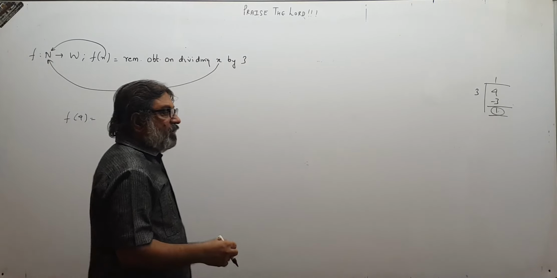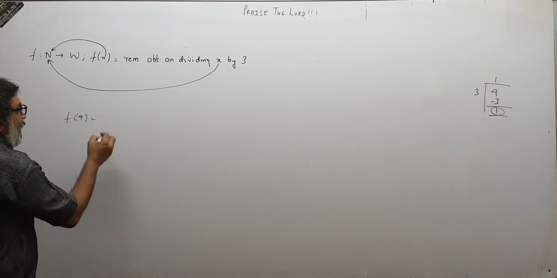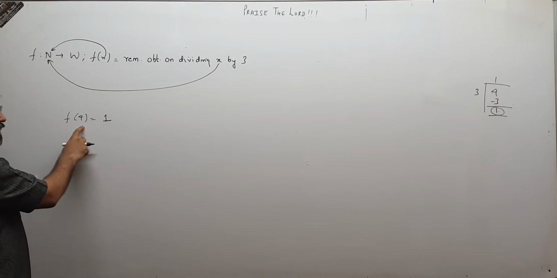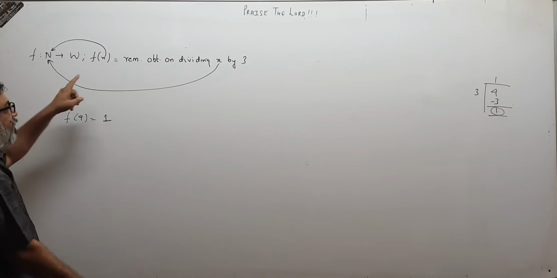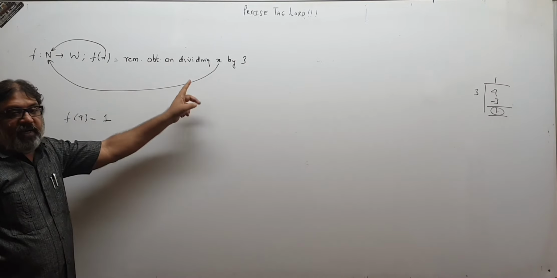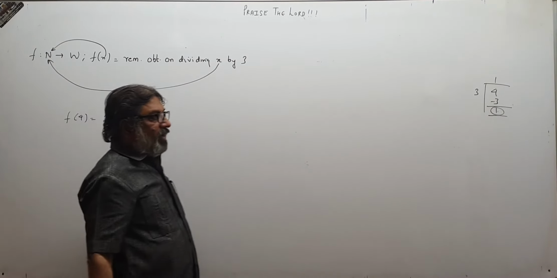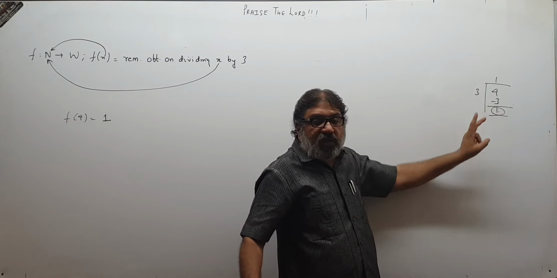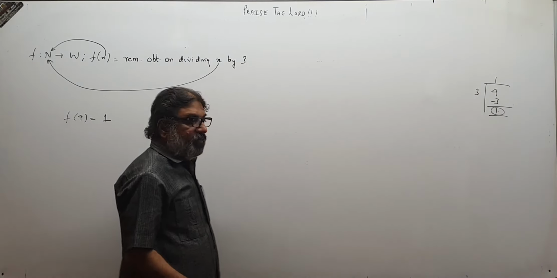You have done Euclid's lessons in 10th standard. f4 will be 1. So when x is 4, we divide 4 by 3, and what is the remainder? 1. The answer is 1. Because f(x) is the remainder obtained on dividing x by 3. So you divide x by 3, the remainder is 1. So this is your answer. This is the value of the function.